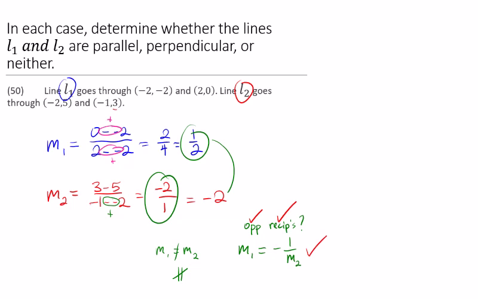So the way you would say that is you'd say M1 is perpendicular with M2. So this is the symbol for perpendicular. It's kind of an upside down capital T. Okay.